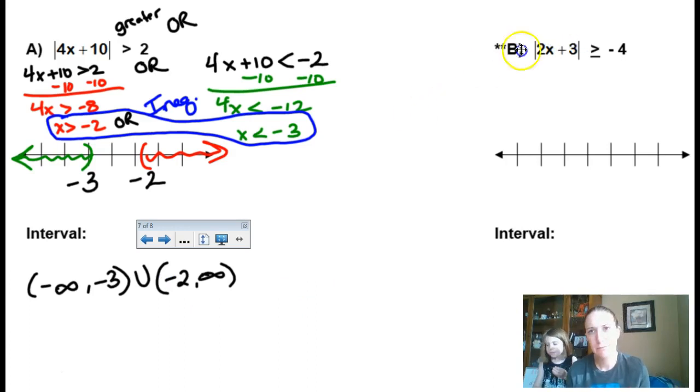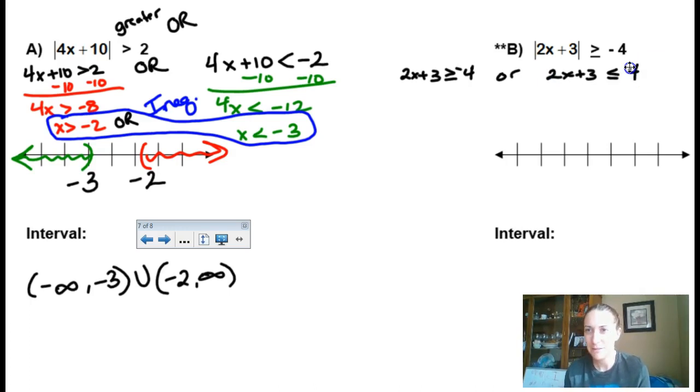All right, uh-oh. That one's got stars, so you know something weird's going to happen. Let's pretend like we don't see stars and that we don't know that something weird is going to happen. This is set up as an OR. So when I already have them isolated, I'm going to set up 2x plus 3 is greater than or equal to negative 4. Or 2x plus 3, flip the sign, less than or equal to, and then if you negate a negative, now it's positive 4.